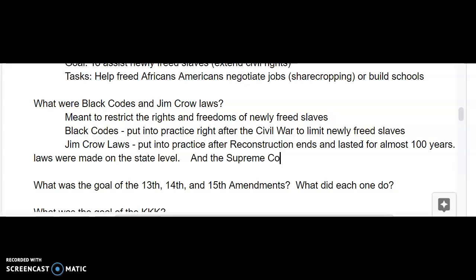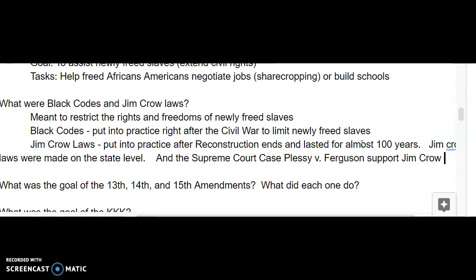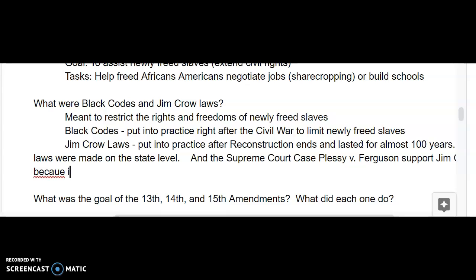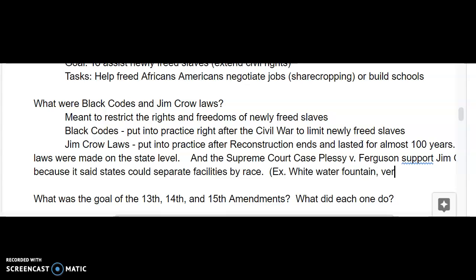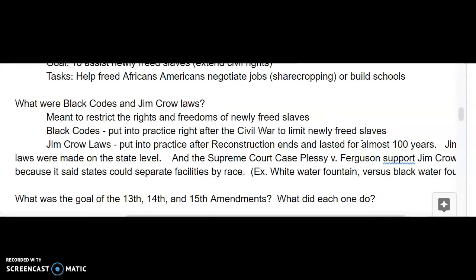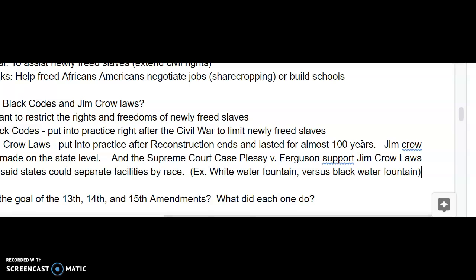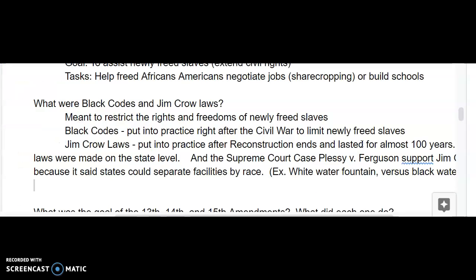And the Supreme Court case, Plessy versus Ferguson, supported Jim Crow laws because it said states could separate facilities by race. So you would have, for example, a white water fountain versus a black water fountain. We're pretty familiar with that kind of segregation during the civil rights movement. And like I said, this would last for about 100 years.